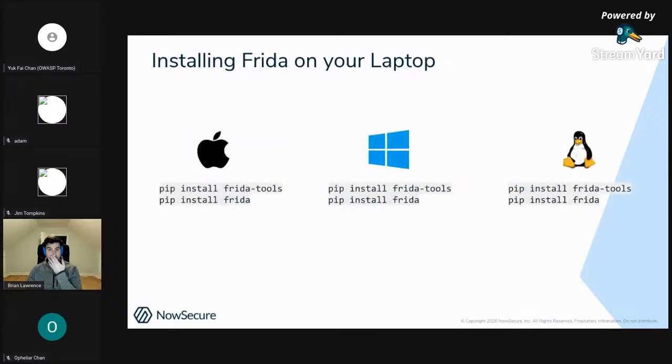Putting Frida on your laptop is fairly easy. There's a Python installer called pip, and you just tell it to install Frida. And you make sure you install Frida tools as well as Frida, because that covers the base Frida as well as the tools we talked about earlier. It gets you the complete package.